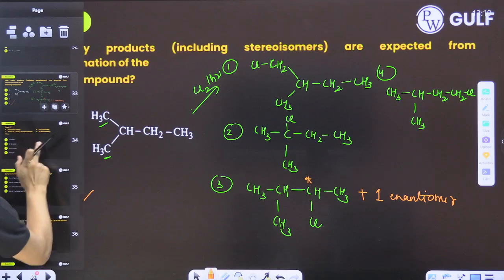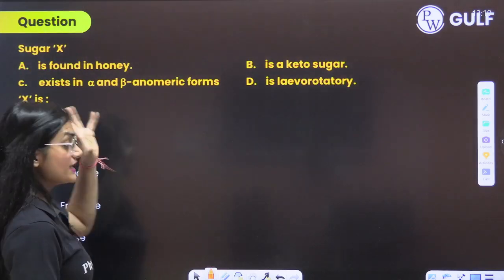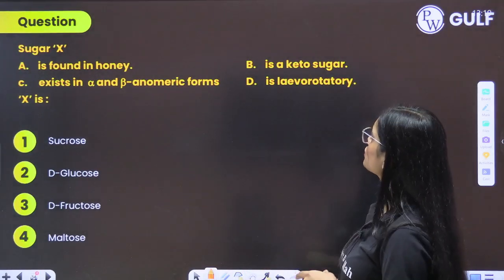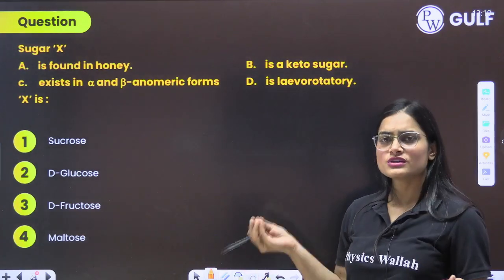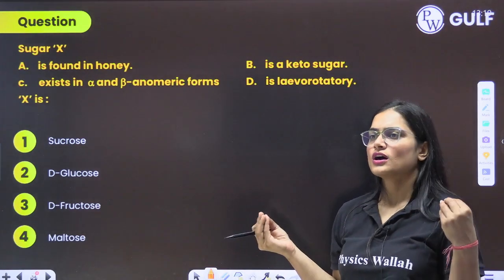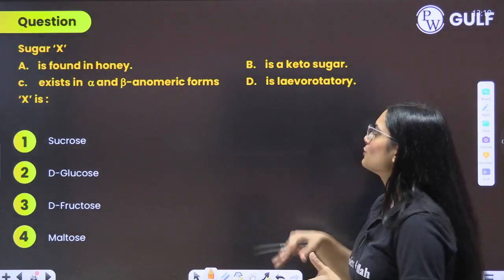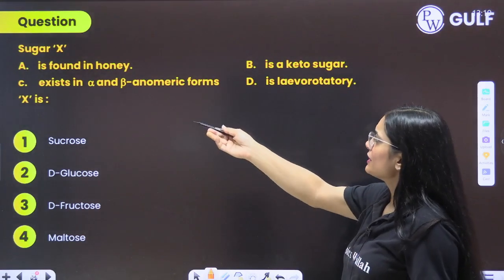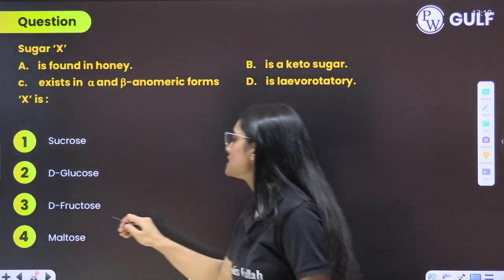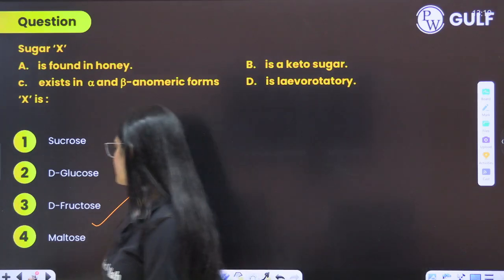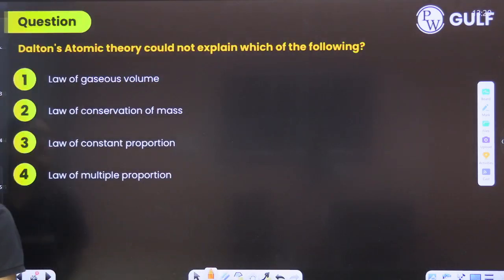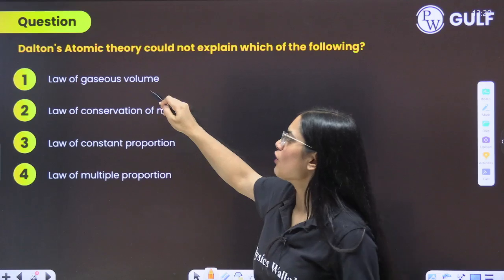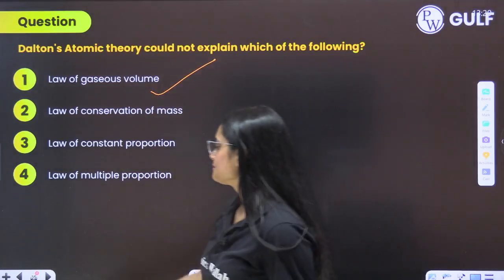Next one, sugar X is found in honey. Okay, there is a sugar that is found in honey, a keto sugar. The sugar is made up of glucose and fructose, and out of the two, glucose has an aldehyde group, but fructose has a keto group. It exists in alpha beta anomeric form and is levorotatory. So the direct answer here is fructose. It is fructose. Next one, Dalton's atomic theory could not explain which of the following? Beta, Dalton's atomic theory could not explain the law of gaseous volume. That is a direct question.